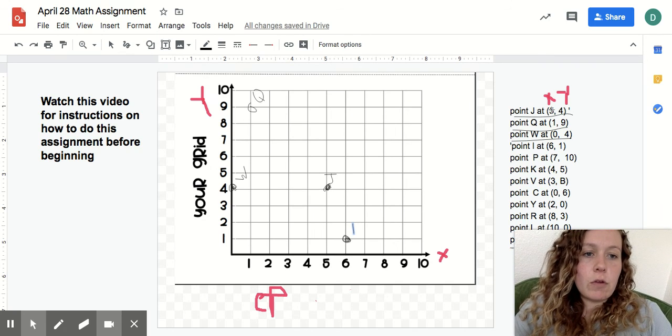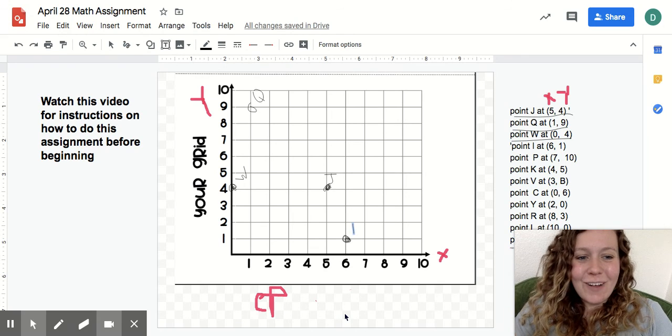Just remember the first number is x, tells you where to be on the x-axis. The second number is your y, tells you where to be on the y-axis, and that's how you plot points. Hope that was helpful, and good luck.